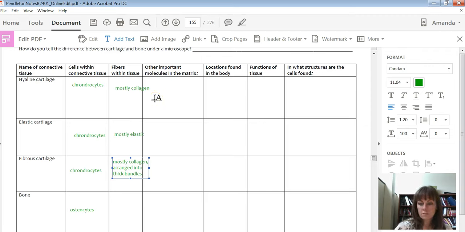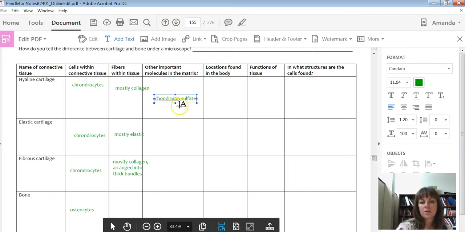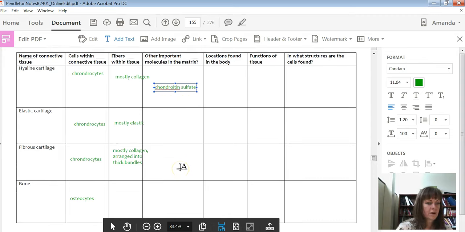Now the important molecule that's going to be in the matrix for all cartilages is chondroitin sulfate, and this molecule in the extracellular matrix gives cartilage its slick qualities, so you can write chondroitin sulfate down for all of these.